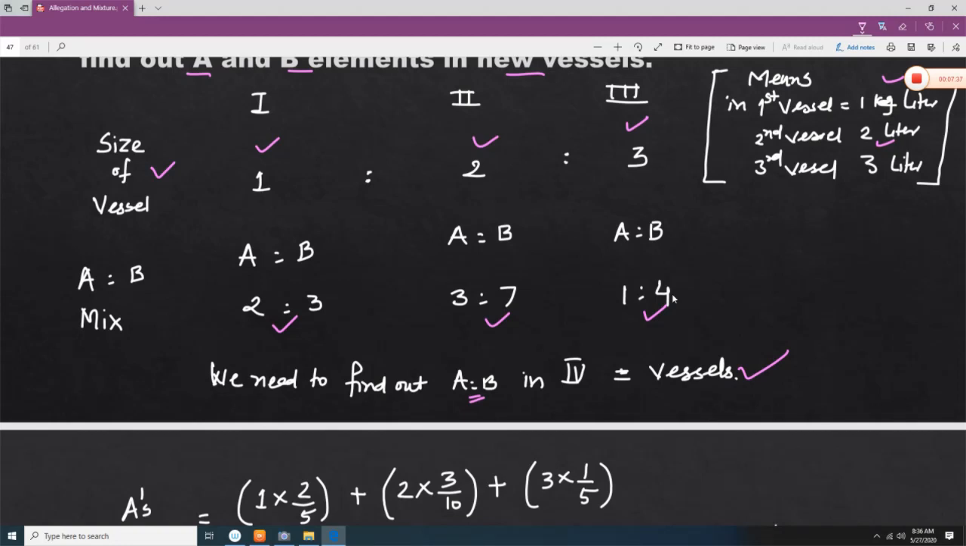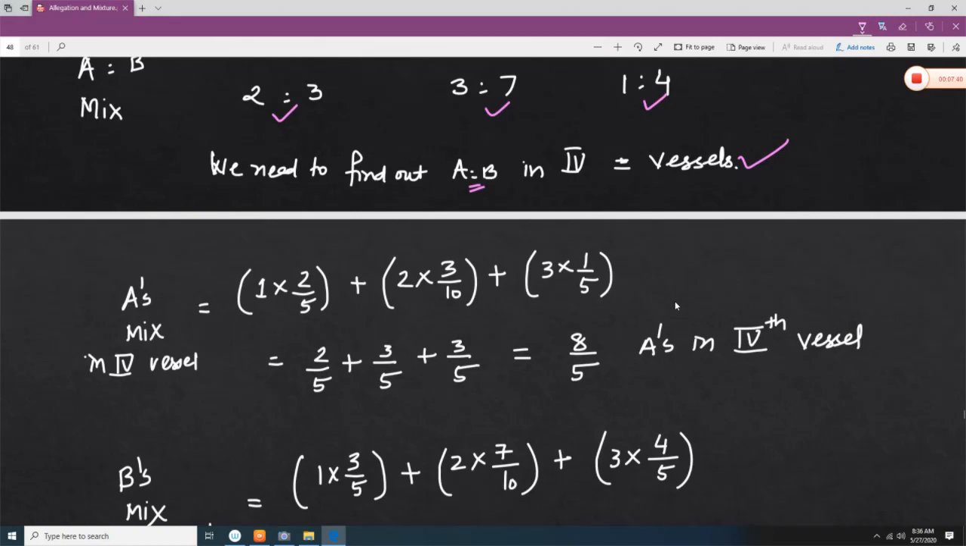second and third vessel. So now A is the capacity and 2/5, 2:3, it means 2 is A and 3 is B, total is 5. So 2 over 5 plus 2 liter is the capacity of the second vessel, and it is going to be 3 over 10, and 3 is the capacity of the third vessel, and it is going to be 1 over 5. When we are simplifying it, it is going to be 8 over 5 is the A element in the fourth vessel.